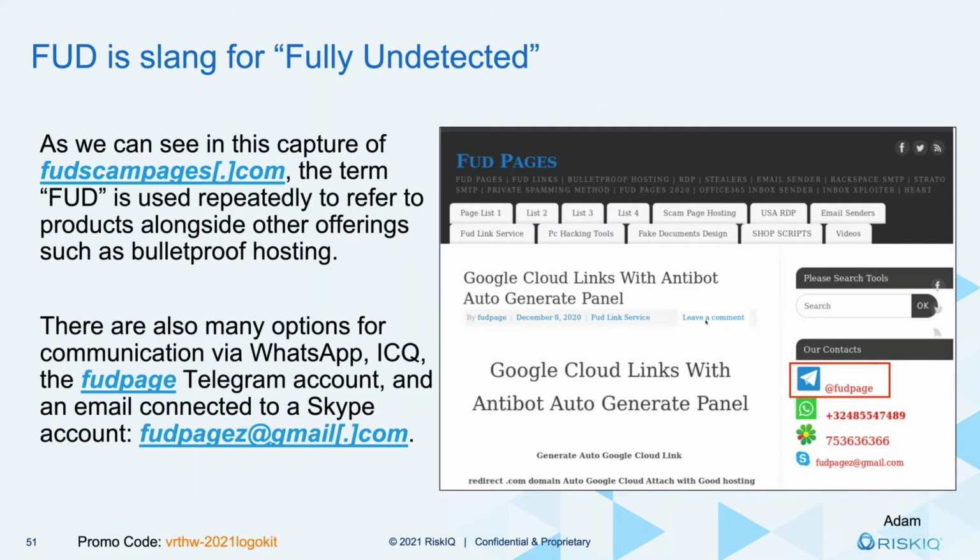And Adam, I think this is yours. So pivoting onto the websites we discovered in the Telegram ID search, we see this constant referral to FUD or fully undetected. In this case, we found fudscampages.com. Again, the term FUD is in most of their product names. We found a lot of their bulletproof hosting, document exploit systems, as well as botnet access. And in some cases, anti-bot generation panels. So in other words, phishing kits that have IP addresses of known research companies and they block them.